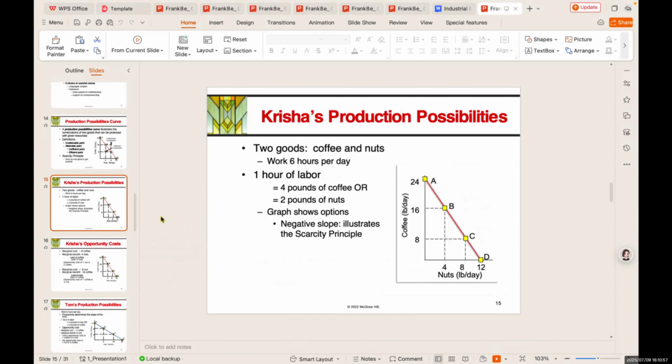And via this figure, this production possibility curve, we can also calculate the opportunity cost for each task. When we use all your resources to produce nuts, you can produce 12 of it. When you use all the resources to produce coffee, you can produce 24 of it. So the opportunity cost of producing 1 unit of nuts is the units of coffee you give up. That is 2 units of coffee. From another perspective, the opportunity cost of producing 1 unit of coffee is the unit of nuts you give up. That is 1/2 of nuts.